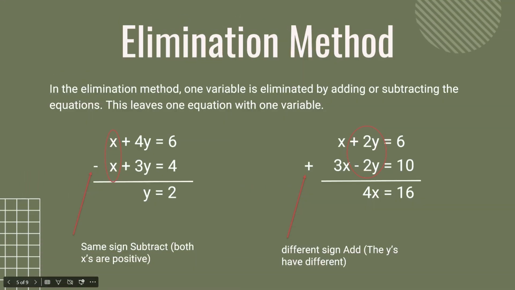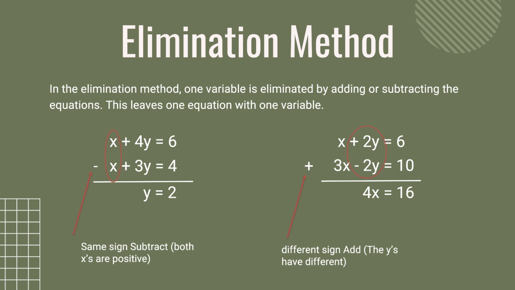The other method of working out simultaneous equations is the elimination method. In the elimination method, one variable is eliminated by adding or subtracting the equations. This leaves one equation with one variable. So here, x + 4y = 6 and x + 3y = 4. As both x's are the same, we do the same sign subtract, because both x's are positive. So we do 4y - 3y, and we do 6 - 4, getting us to y = 2. And then we can sub it back into these equations to find what x equals.